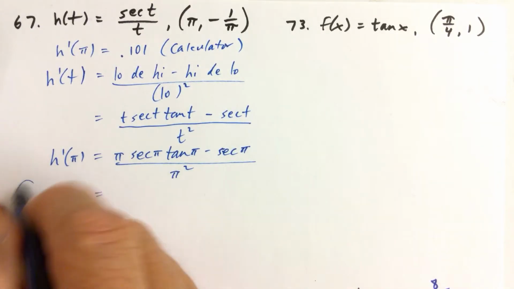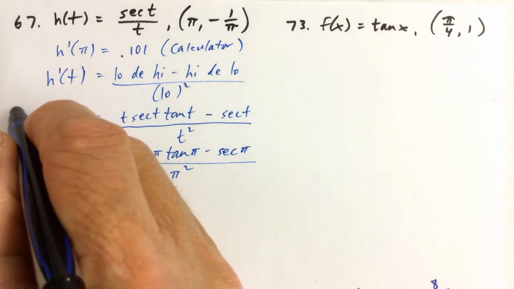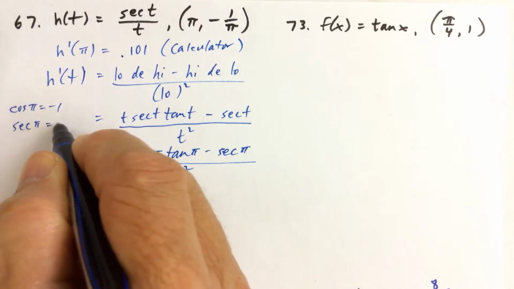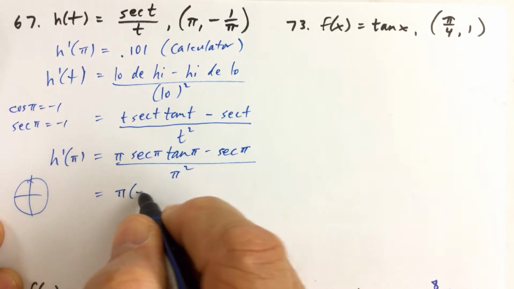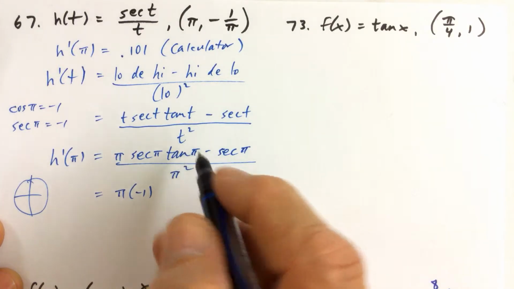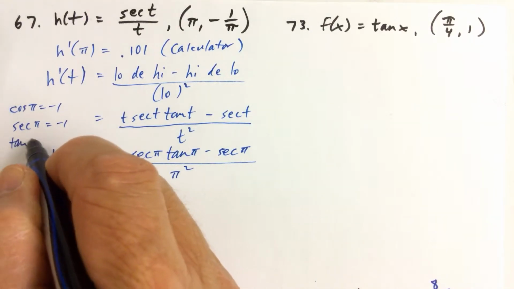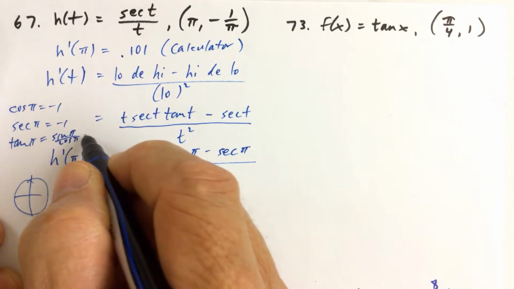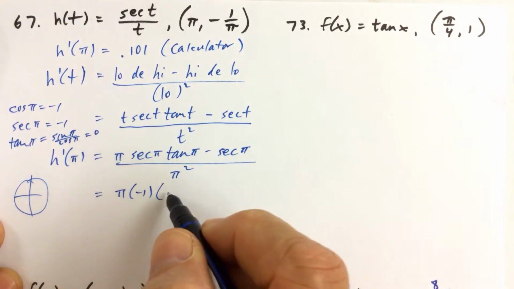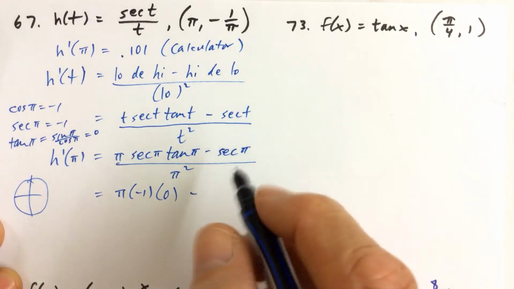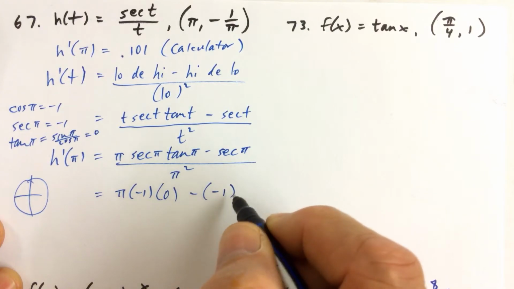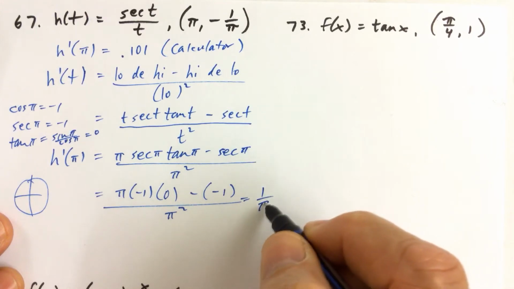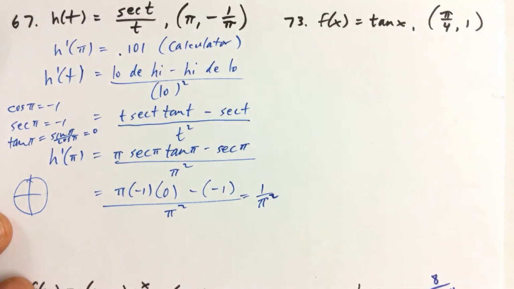Now what's the secant of pi? Well, the secant is 1 over cosine, so cosine of pi is negative 1, so secant of pi is also negative 1. So we have pi times negative 1. What's the tangent of pi? Well, the tangent of pi is the sine of pi over cosine of pi. Well, the sine of pi is 0, so the tangent is 0. And so all we have left is minus secant of pi, which is negative 1, over pi squared. So we get 1 over pi squared. That was convenient to have the tangent go to 0.